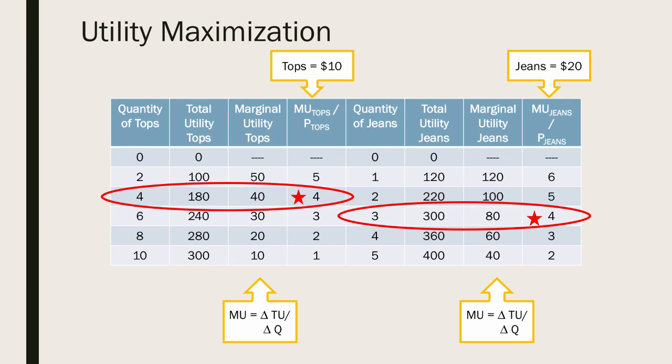Now, some of you may wonder why we weren't able to consume 2 tops with a marginal utility per dollar of 5 and 2 pairs of jeans with a marginal utility per dollar of 5. While I can buy 2 tops and 2 jeans, I'm only going to be spending $60, which means that I still have $40 left in my budget. I'm not spending all of my money, which means that I'm able to do better by finding a different combination that spends the full $100.